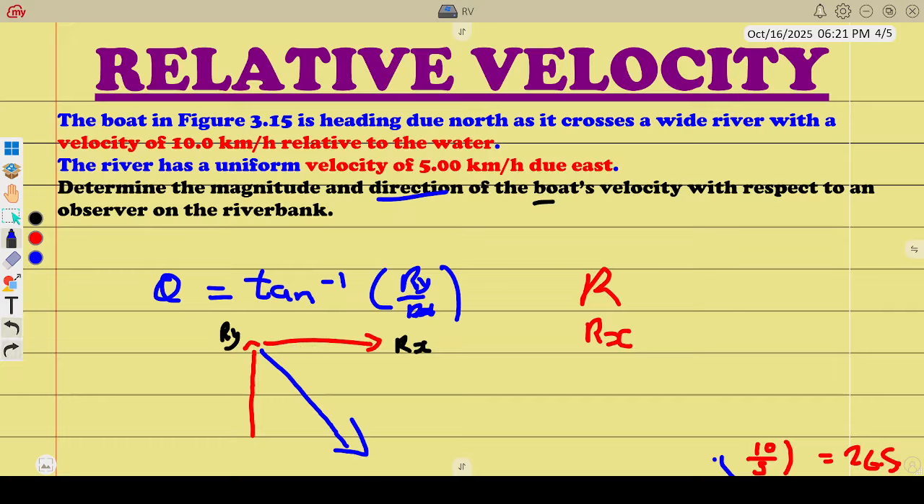So for us not to be so confused, we are going to draw it in standard. At first we are calculating the relative velocity. So let us draw it according to standard, so that we ensure we read things in the positive y-axis.